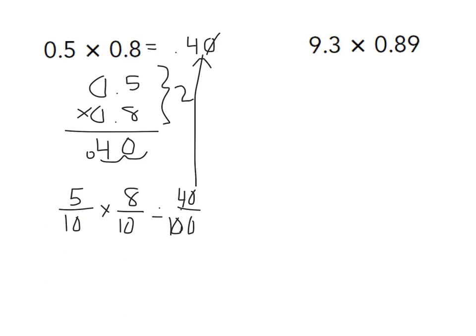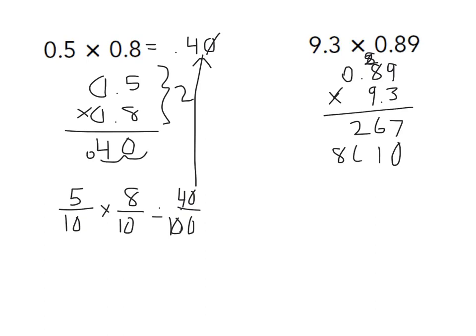The last one, I'm going to put my longer number up top, times 9.3. If I multiply these, 27. 8 times 3 is 24 plus 2 more is 26. Then I'm going to move over here to the 10s, so I'll put a 0 in the 1s. 9 times 9 is 81. 9 times 8 is 72 plus 8 more is 80. If I add these up, 7, 7, 2, 8.